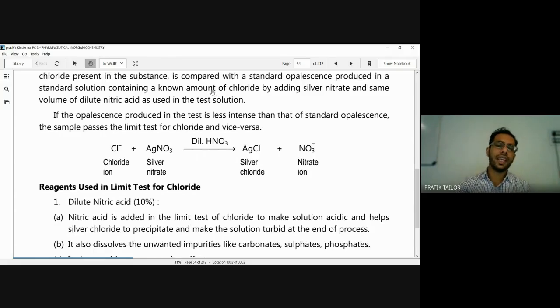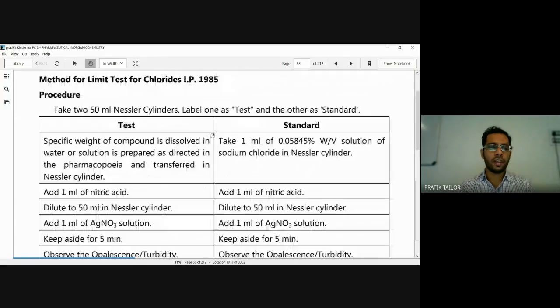So why are we using HNO3? HNO3 with AgNO3 will provide the common ion effect. It will enhance the reaction rate and the reaction will be feasible. That is why we are adding HNO3 in the limit test of chloride. Then we are not getting into the procedures.